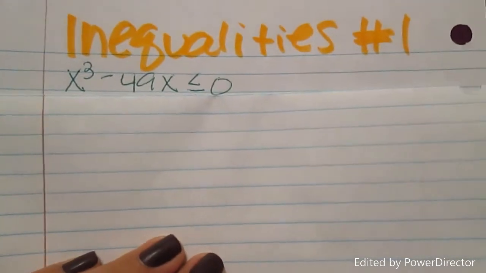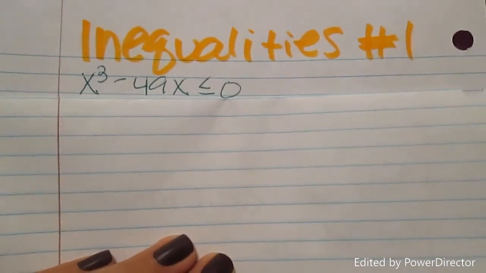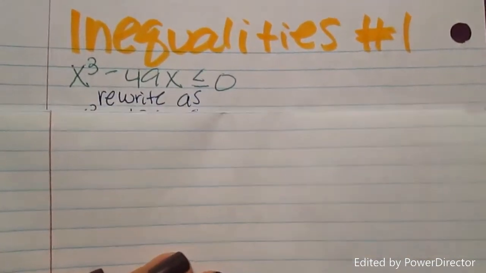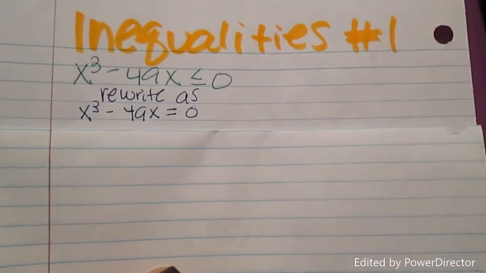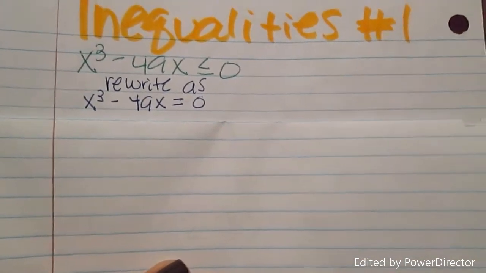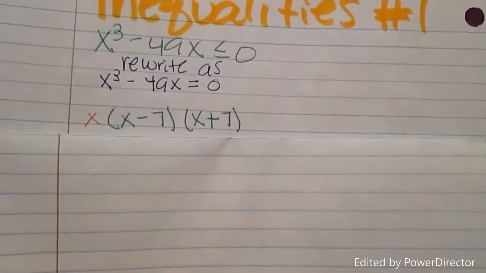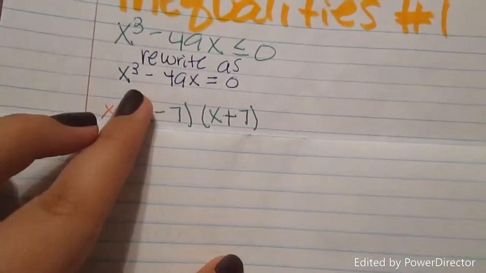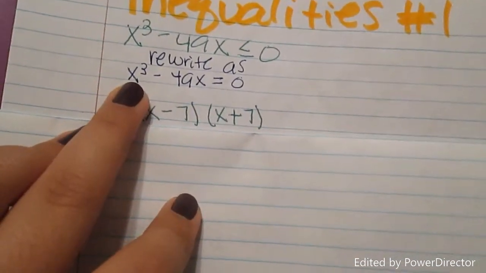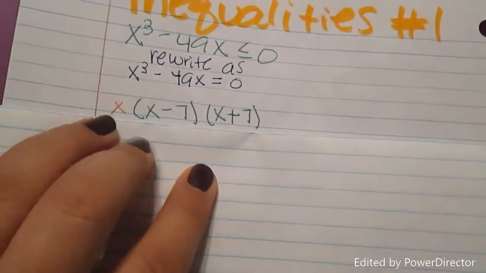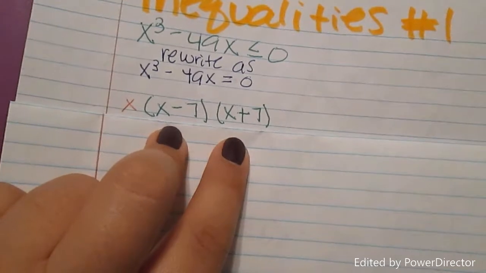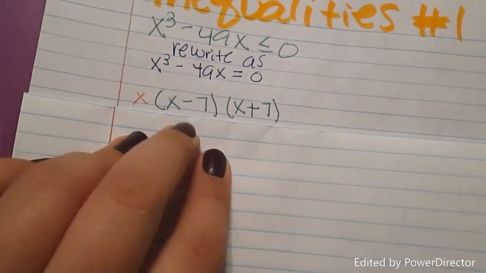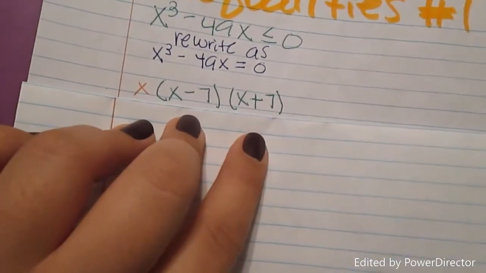And that states x to the third minus 49x is less than 0. So what we want to do is rewrite it as x to the third minus 49x equals 0. From there, we want to factor out the 49 and the x to the third. Now, since it's x to the third, that means there's 3 x's, and we can only really factor out 2 numbers. So we're going to put the other x over here in the front. So we would get x times x minus 7 and x plus 7.